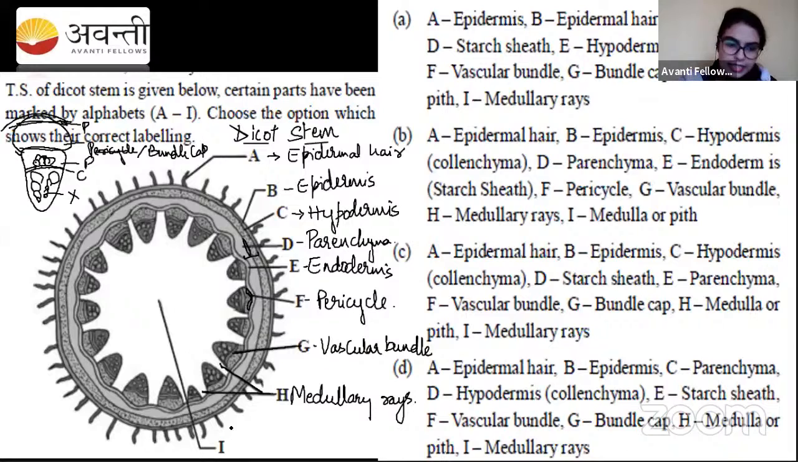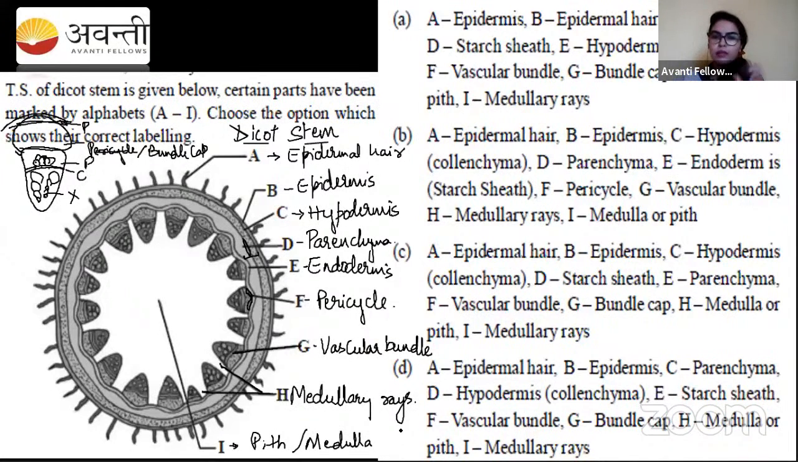Okay, and this E is actually pith. Usually for pith they give one more term, that is medulla. Okay, so medulla or pith, both are one and the same. Okay, no need to confuse. We have studied pith, they have given some other term here, both are one and the same.